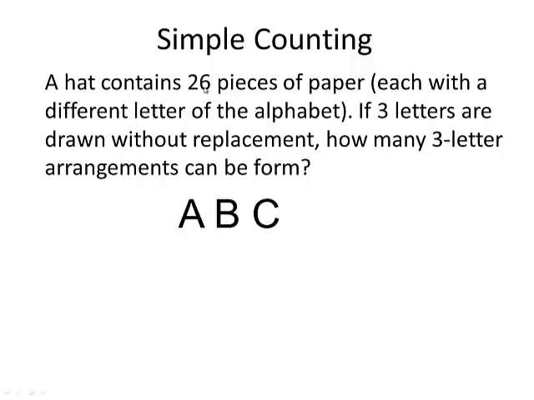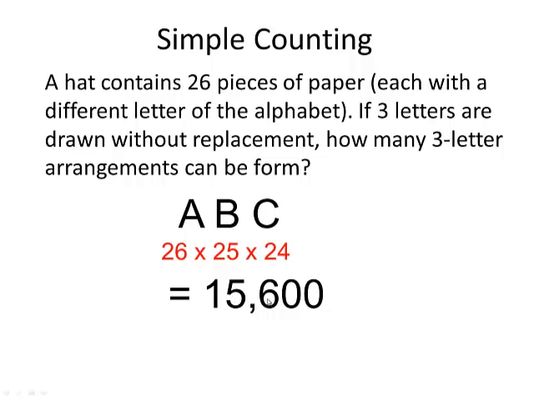A hat contains 26 pieces of paper, each with a different letter of the alphabet. If 3 letters are drawn without replacement, how many 3-letter arrangements can be formed? Well, now this is slightly different because there are letters in the hat and they're not being replaced. So you're going to have 26 different possibilities for the first letter, but then you've already taken one out and you're not putting it back, so now you only have 25 left for the second position and then 24 left for the third position. So you multiply that out, you get 15,600.